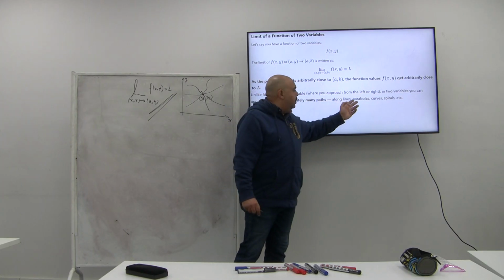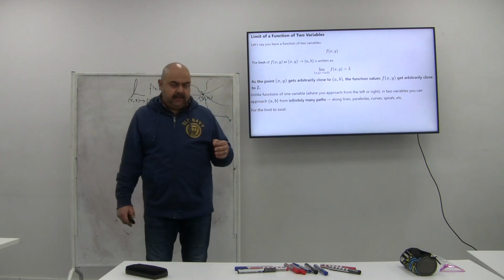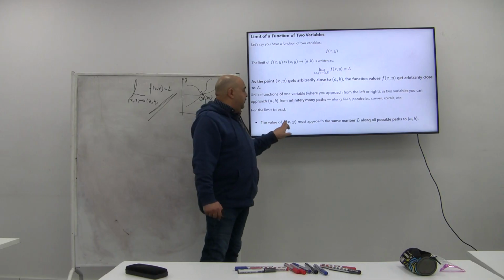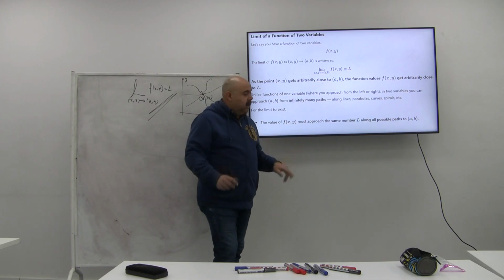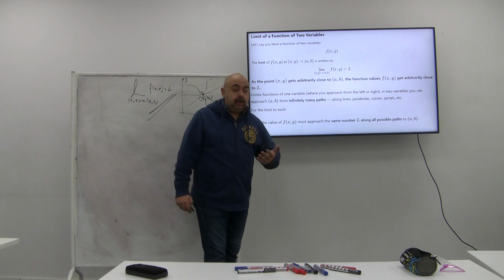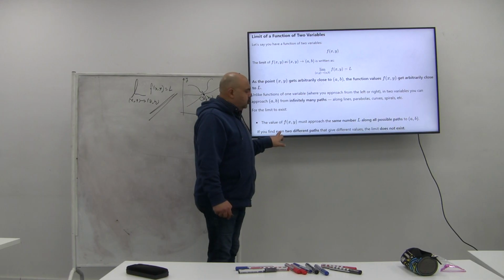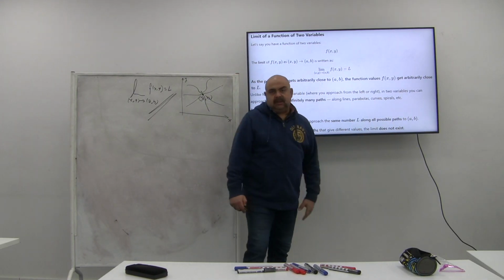Along lines, parabolas, curves, spirals, whatever, which will pass through A and B. For the limit to exist, the value of f(x,y) must approach the same number from all curves. That's the condition for the limit to exist. If you find just two different paths that give different values, the limit doesn't exist.